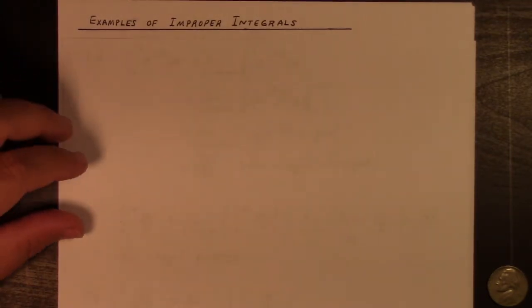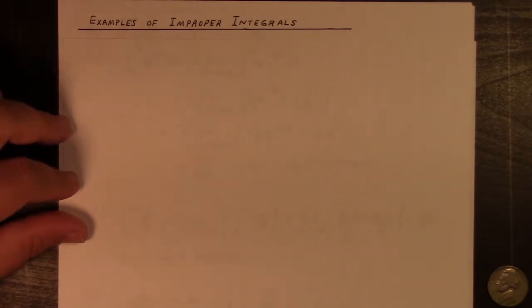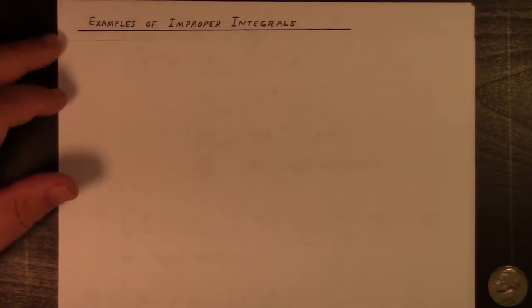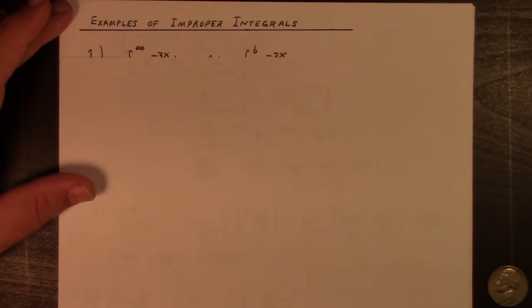Alright, so in this video we're going to look at some examples of improper integrals. An improper integral is an integral which involves either an explicit or an implicit limit, which goes to some sort of divergence, either in the bounds or possibly in the integrand. Let's look at this one.